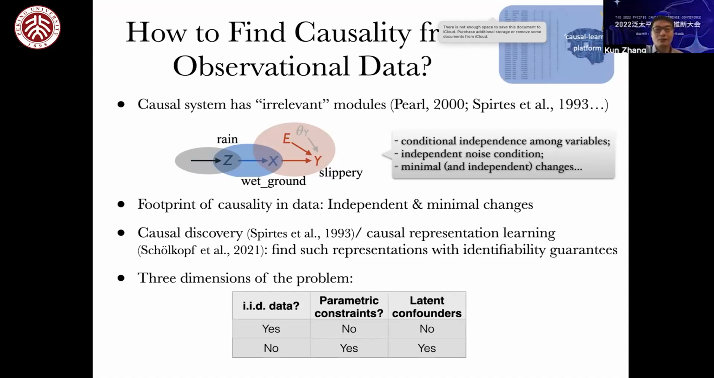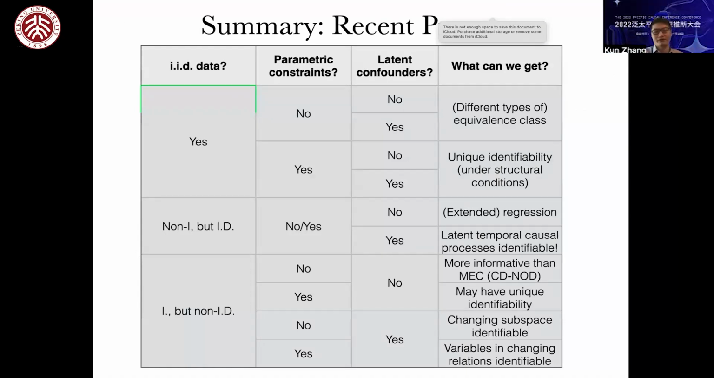So now we can just consider the whole problem of causal discovery and causal representation learning by making use of the three dimensions of the setting. First, it's about what kind of data we have, right? In some cases, we only have data generated by a single distribution. In other words, we have IID data.